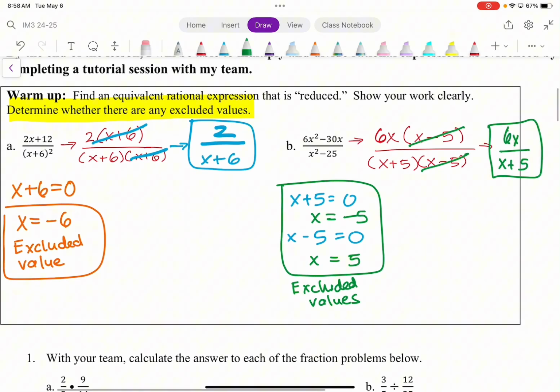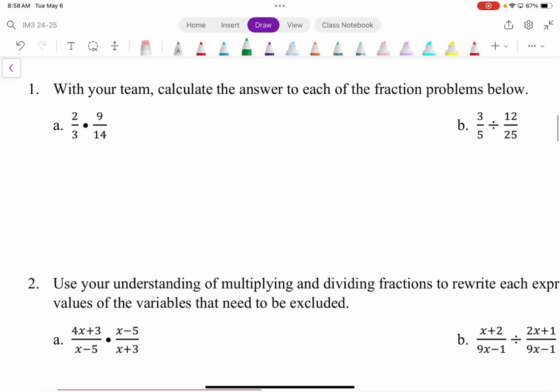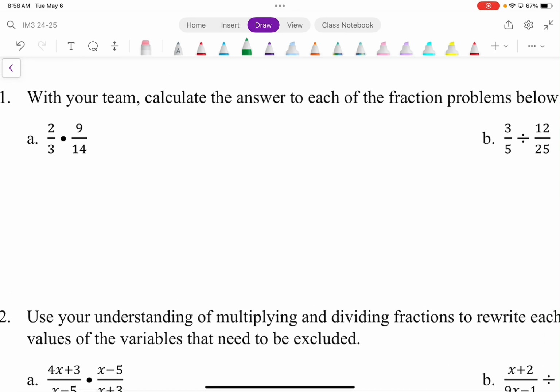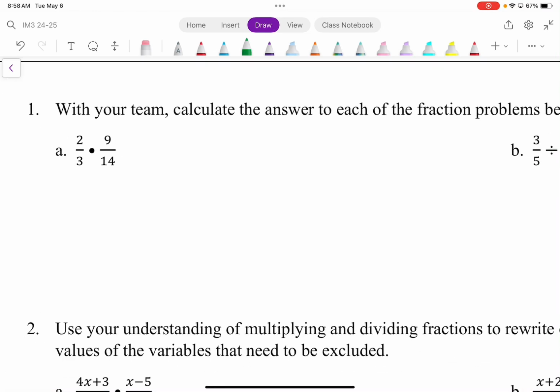All right. Very good. So I know the section here says with your team, but I want to do it with you guys just to make sure that we are able to do the process how I want you to do it. So let's do just very basic fractional multiplication and see what we get. So in part A, we have 2/3 times 9 over 14. How do I multiply 2/3 times 9 over 14?